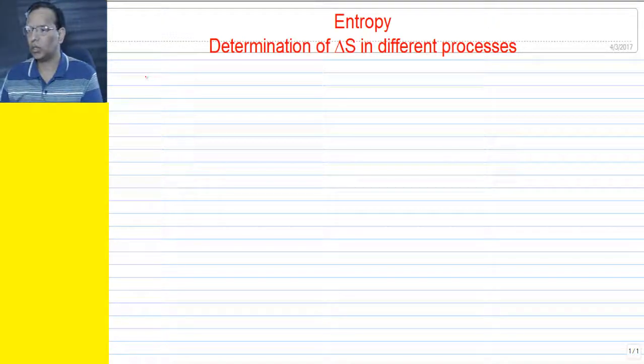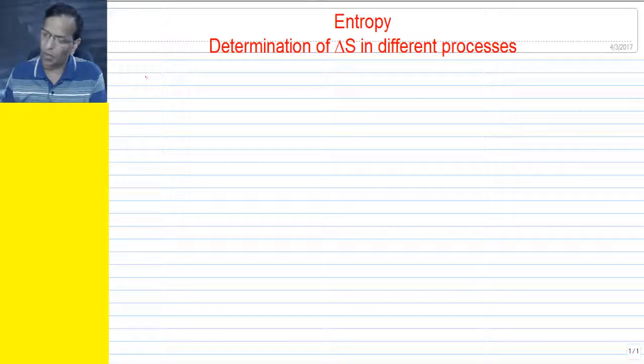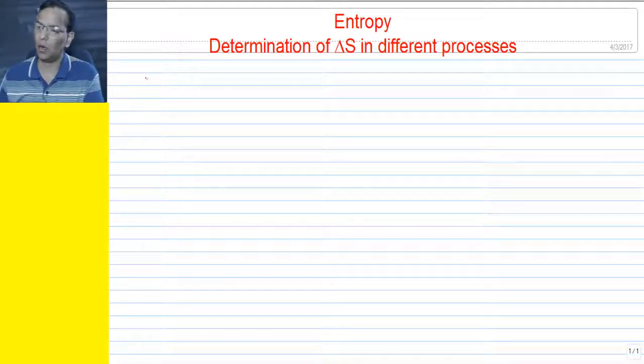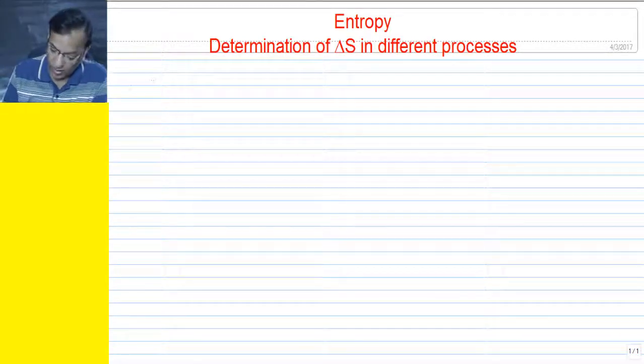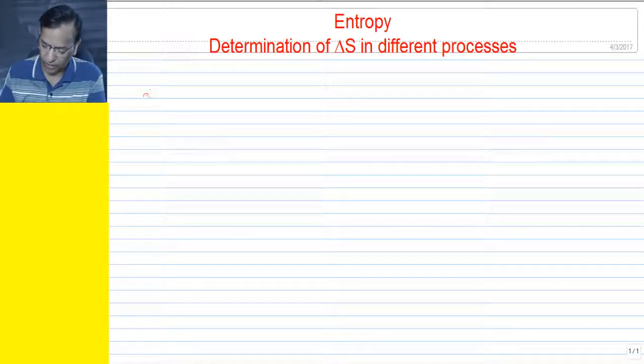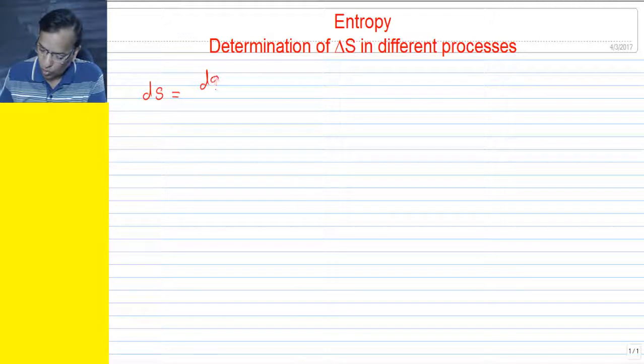We are going to talk about only the mathematical form of entropy, not the logical form of entropy. So mathematically, entropy is defined in a reversible process. Does not mean that in an irreversible process entropy does not change. So it is defined in a reversible process for one infinitesimal step as dS is equal to dQ reversible by T.